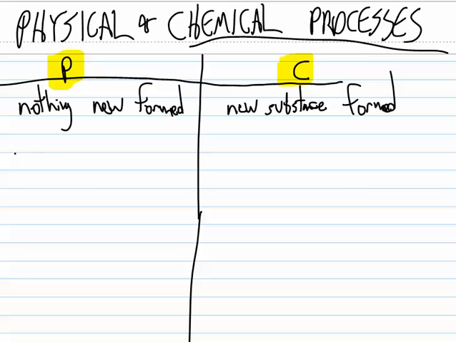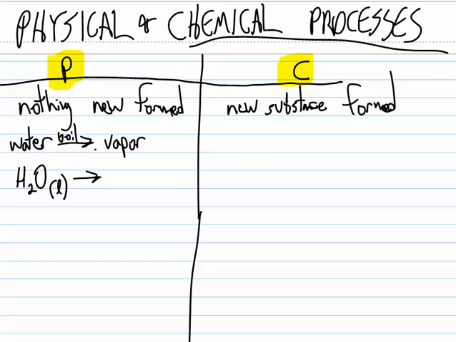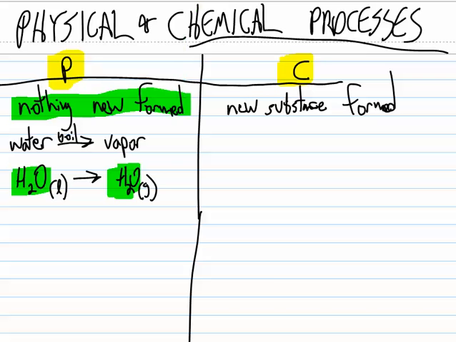Let's say that you've got some water and you boil it and you wind up with water vapor. And what happens when you boil water and get water vapor? Well, water has a formula of H2O, and just to say that it's a liquid that you started off with, I'm going to put an L in here. And then when you get the water vapor, it has the formula of H2O, and it's a gas. So if you have the same formula on both sides, what should that tell you? That should tell you that nothing new was formed.